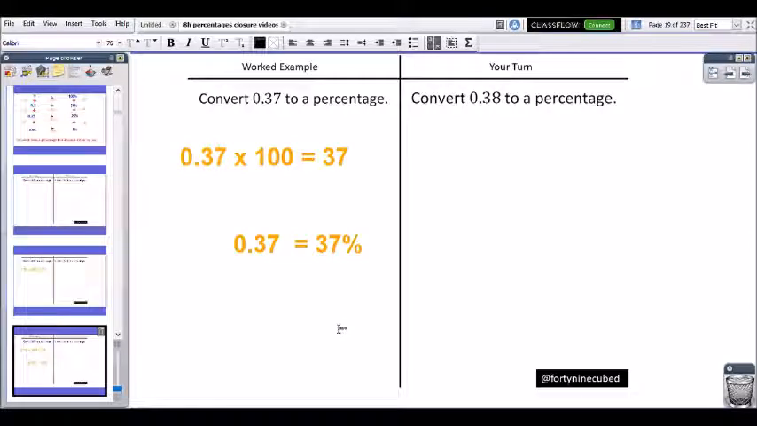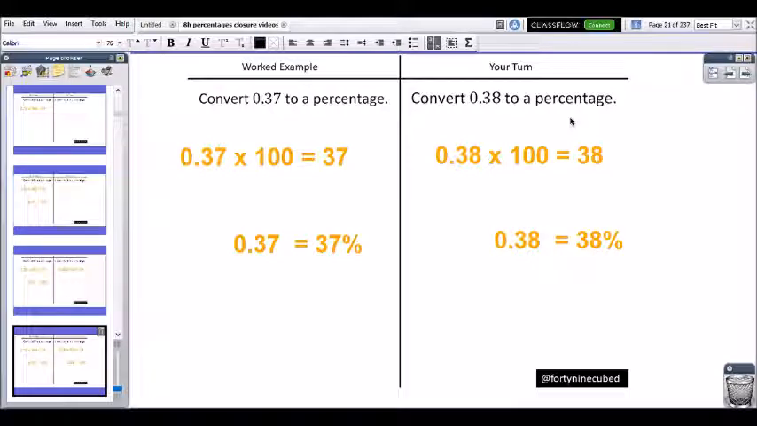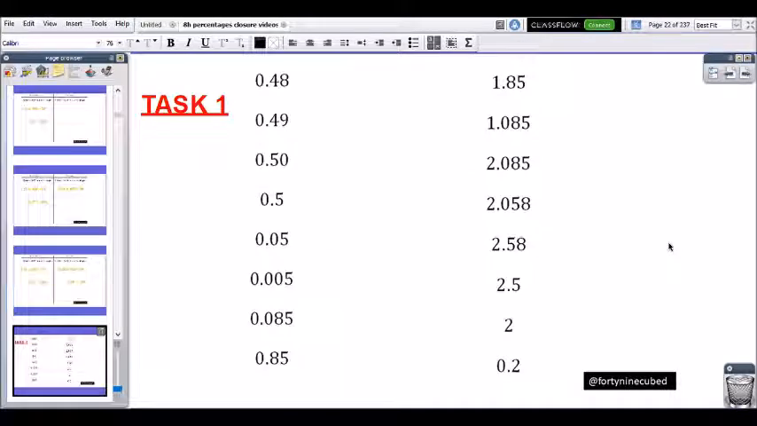Okay, pause the video and try your one. Okay, 0.38 as a percentage, well, to get to a percentage we multiply it by 100 to get 38, so we could say that 0.38 represents 38%. Okay, so find your worksheet on Google Classroom and work your way through task 1 please, and all your answers are on the sheet, and then come back to this video once you're ready.